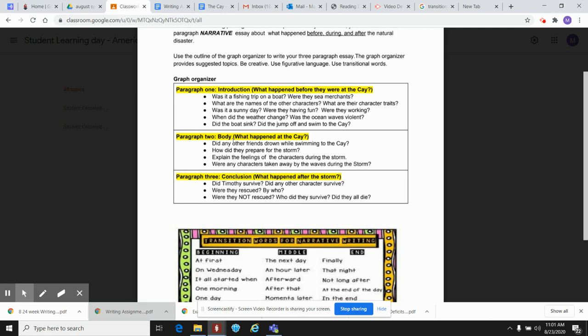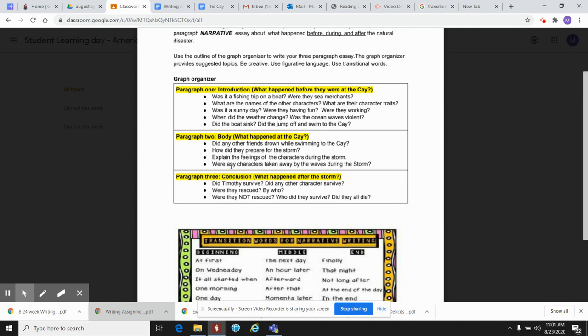Now, while they were at the quay, did any other friends drown while swimming to the quay? We don't know that. Add something to that. How did they prepare for the storm? Explain the feelings of the characters during the storm. How did they feel? What was going through their minds? Give dialogue on what was going through their minds.